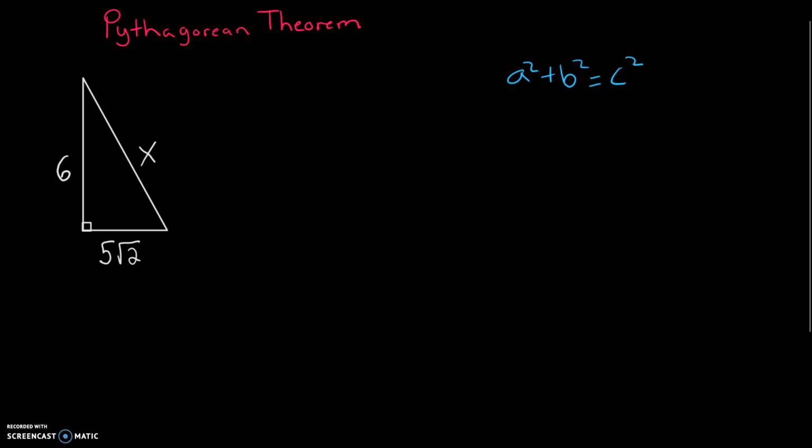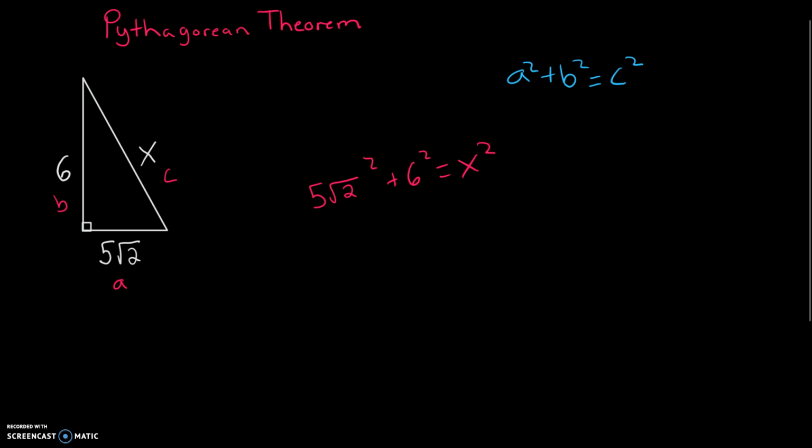Alright, so here's the last problem that I'm going to go over. And this is one that a lot of people miss. This is actually right from the last quiz. And so, what we have is 5 square roots of 2 and 6 as legs, and we're trying to find the hypotenuse x. So we will label our sides A, B, and C, and we will set up our equation. 5 square roots of 2 squared plus 6 squared equals x squared.